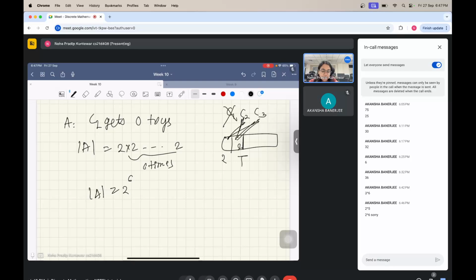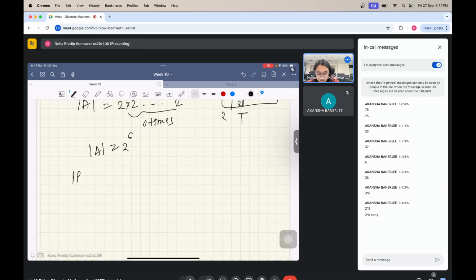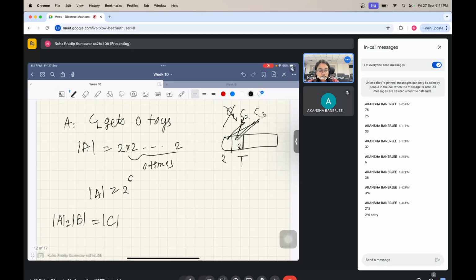Right, good. And similarly, notice that B and C are also symmetric events, where instead of C1, C2 does not get any toy. For the first toy there are two ways of giving, either to C1 or C3. For the second toy also you have the same choices, either C1 or C3. So this will also turn out to be 2 to the 6, and the same thing happens if you do it for C3. So this is nothing but 2 to the 6.